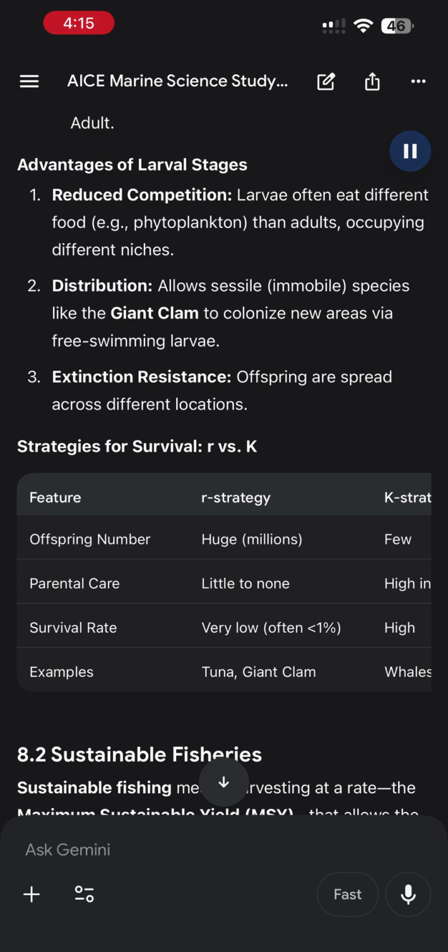2. Distribution: allows sessile, immobile species like the giant clam to colonize new areas via free-swimming larvae. 3. Extinction resistance: offspring are spread across different locations.